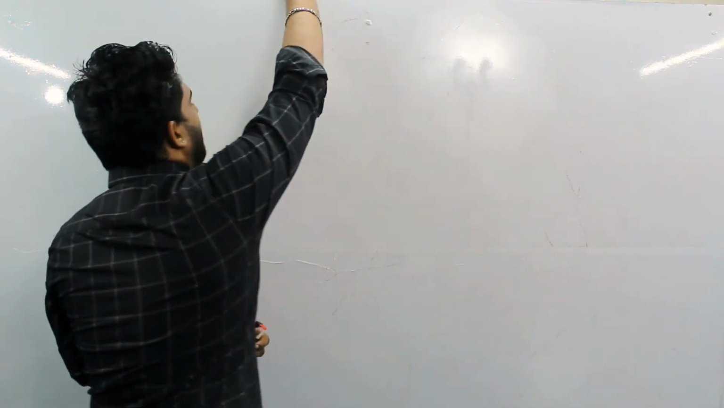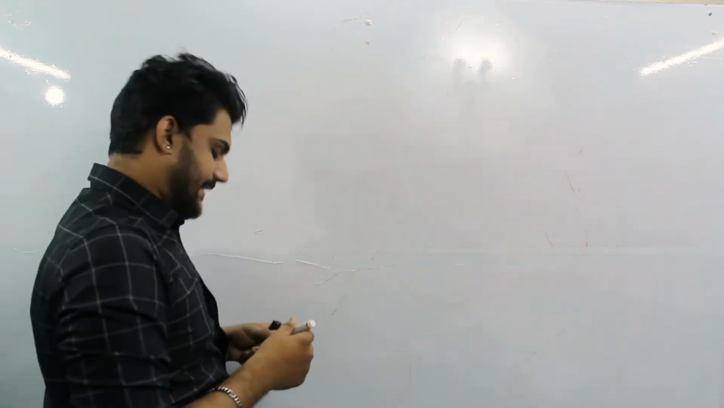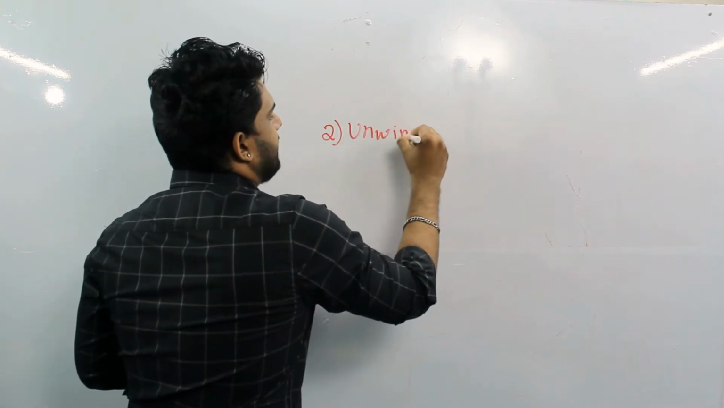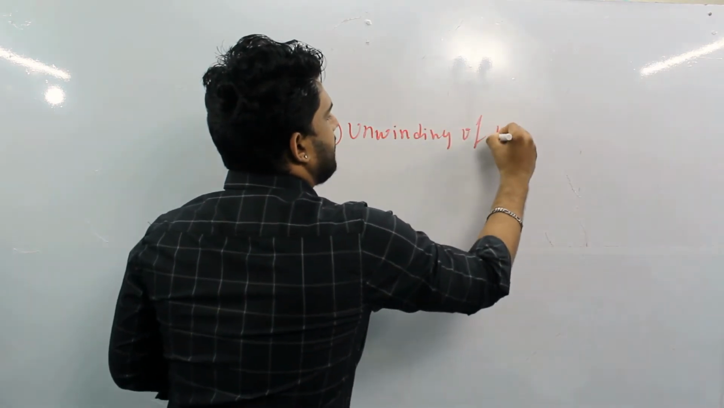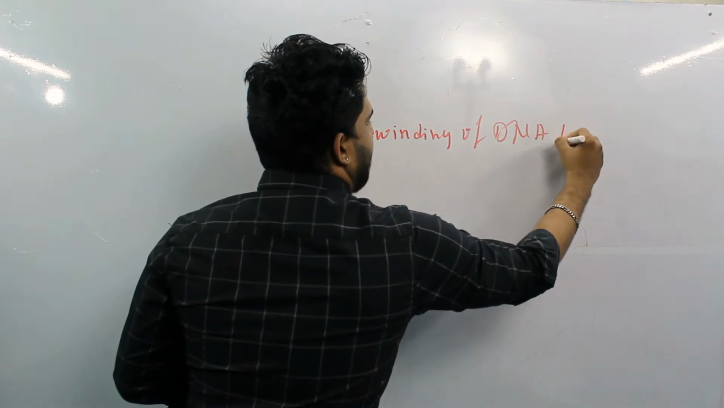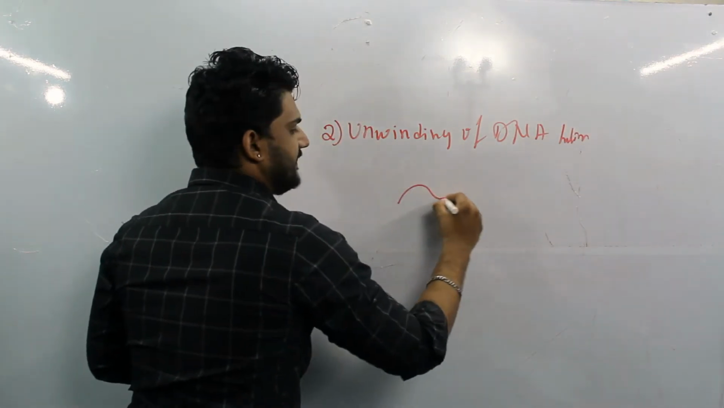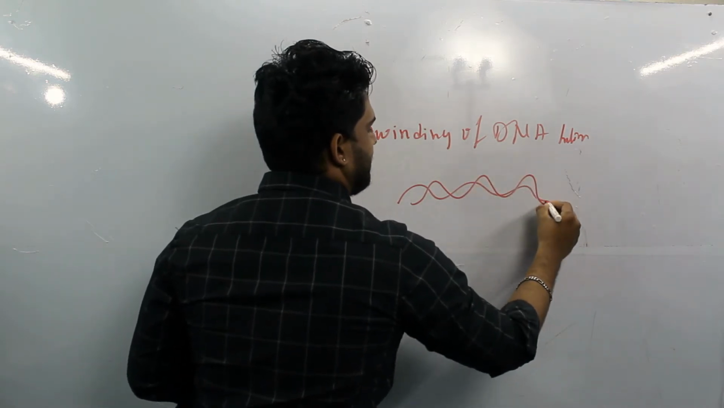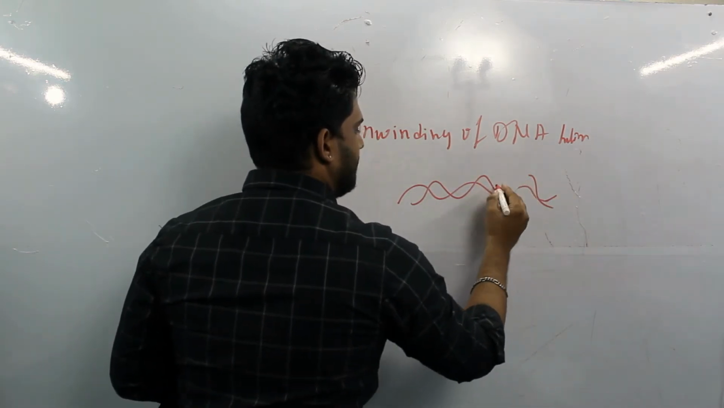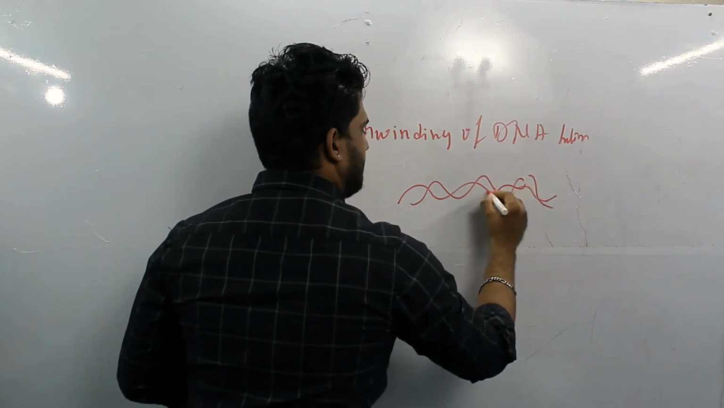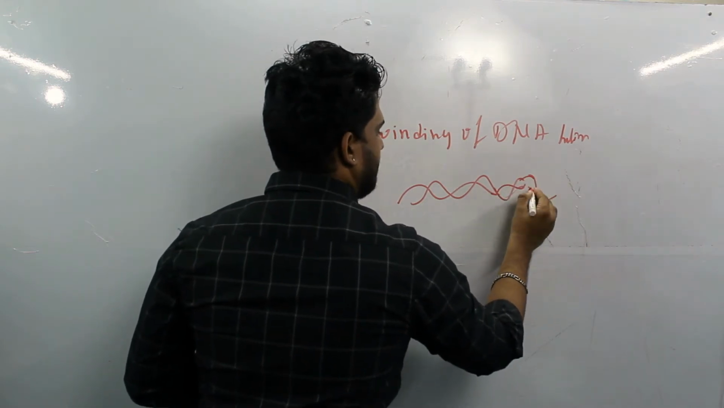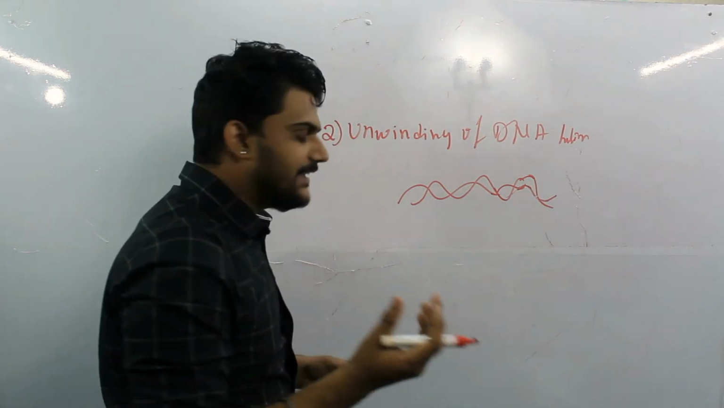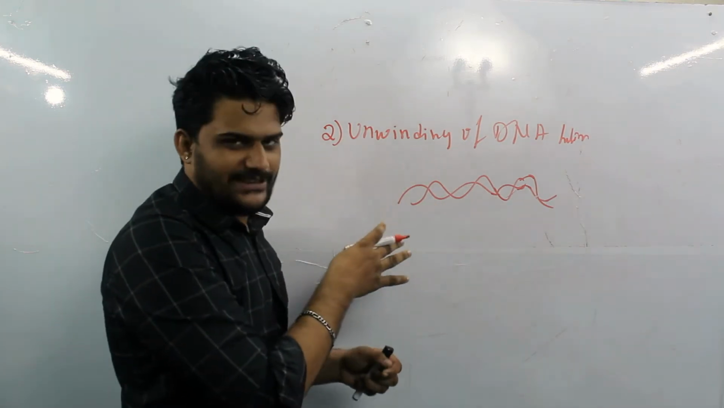Now the second step is unwinding of the DNA helix. As you all know, DNA is a helical structure, a double-stranded DNA helix. We have studied that, so it somewhat looks like this, not exactly.